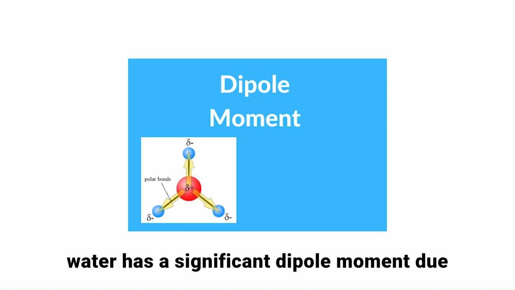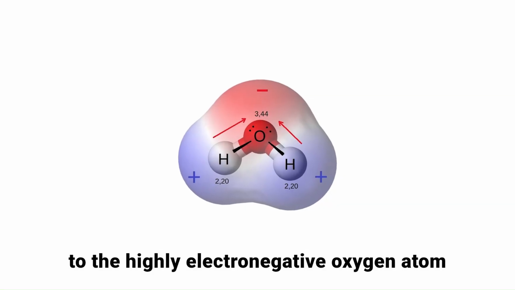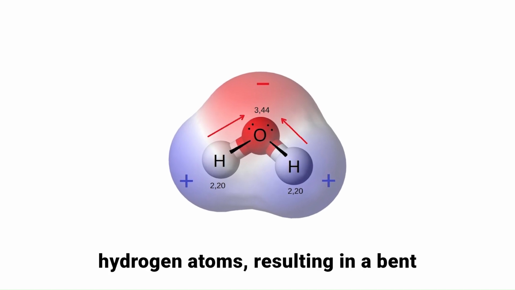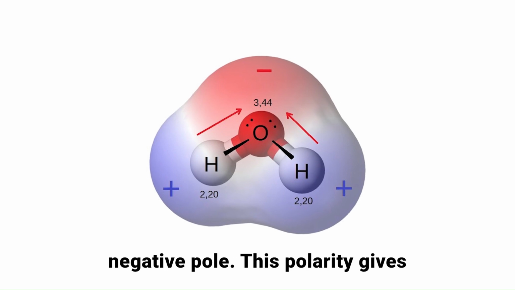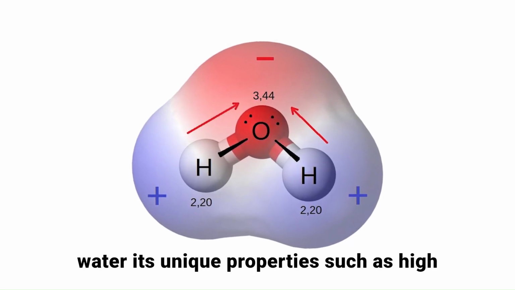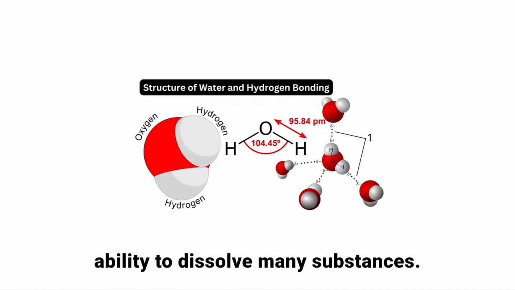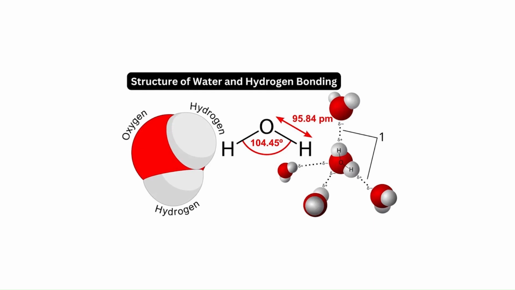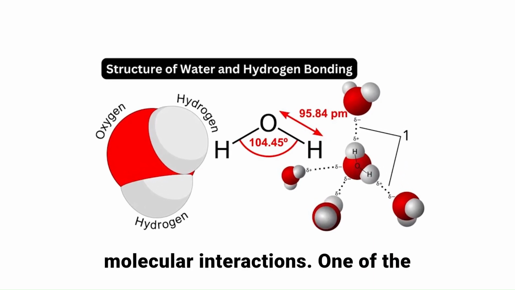For instance, water has a significant dipole moment due to the highly electronegative oxygen atom attracting the electrons away from the hydrogen atoms, resulting in a bent molecular shape with a positive and negative pole. This polarity gives water its unique properties, such as high boiling point, surface tension, and its ability to dissolve many substances. Polarity plays a fundamental role in molecular interactions.